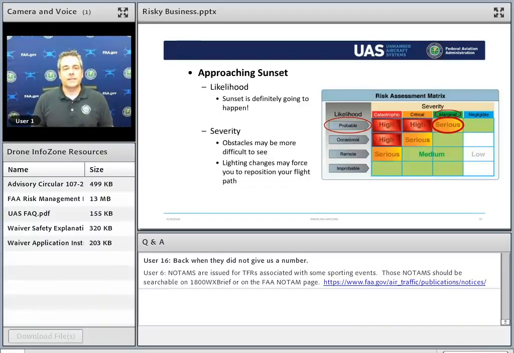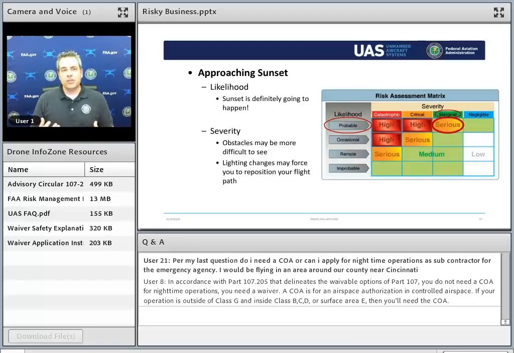So when we look then at the severity, we can say, well, what happens? Well, the obstacles get a little bit more difficult to see. Based on the lighting I want for my subject that I'm filming or shooting with photos, I may have to change where my UAS is flying. And that may put me into an area that I didn't necessarily plan on being in. But I'm a good UAS pilot. I'm a very safety conscious remote pilot. So I scouted the area ahead of time. I know where my obstacles are. So even if the sun drops a little bit towards the horizon, I don't think it's going to be that big of an issue.